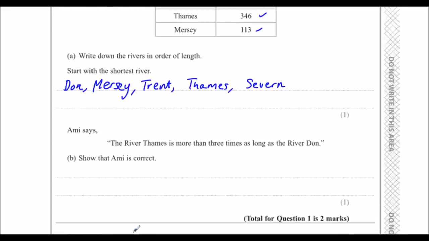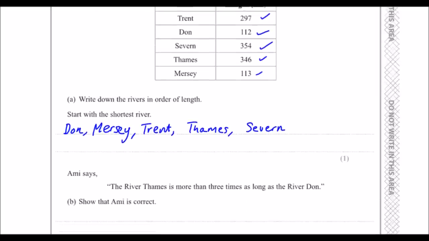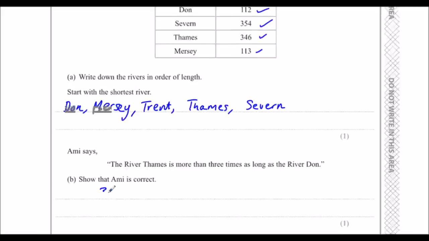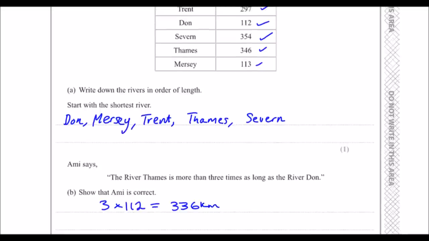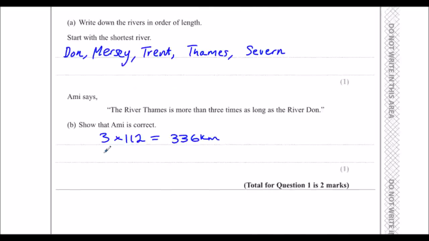Amy says the River Thames is more than three times as long as the River Don. Show that Amy is correct. So three times as long as the River Don, so 3 112s. Type that into the calculator, 3 times 112, and we should get 336. Are they kilometers? Kilometers. So three times as long as the River Don is 336. The Thames is 346. So 346 is more than 336, so Amy is correct.